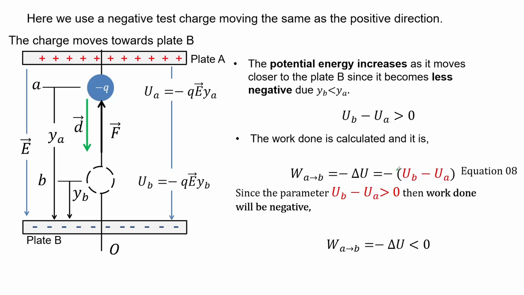Here we use a negative test charge moving towards the negative plate B. We see that the potential energy increases as it moves opposite the electric force, or moving towards the negative plate B. The increase in its electric potential energy as its distance becomes less is because it becomes less negative. The work done will result in a negative value since the difference of the potential energy gives a positive value.